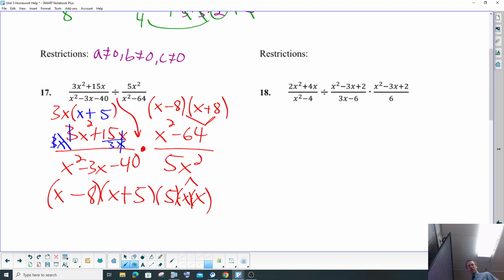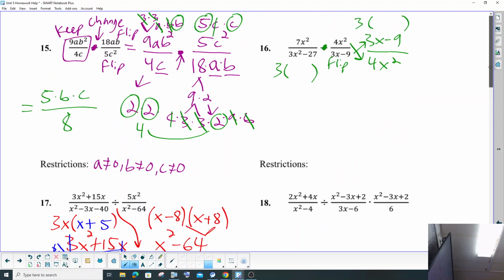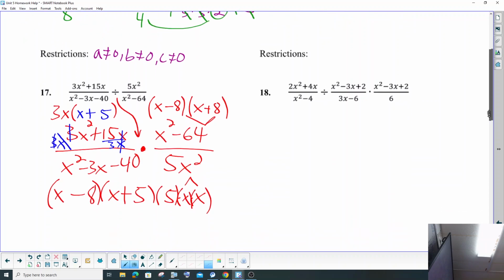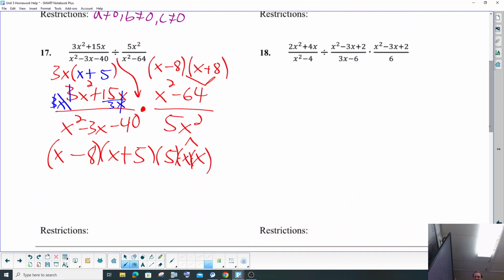Oh, I forgot to list restrictions. That's super important. Before we can cancel stuff out, we have to list all the restrictions. Okay, so this is the important one. Guess why? With division, you have more restrictions because we flipped it, and it used to be in the bottom, right?